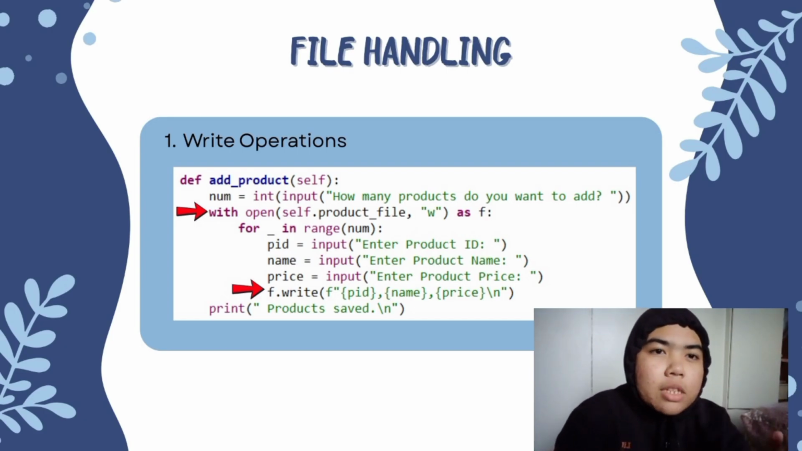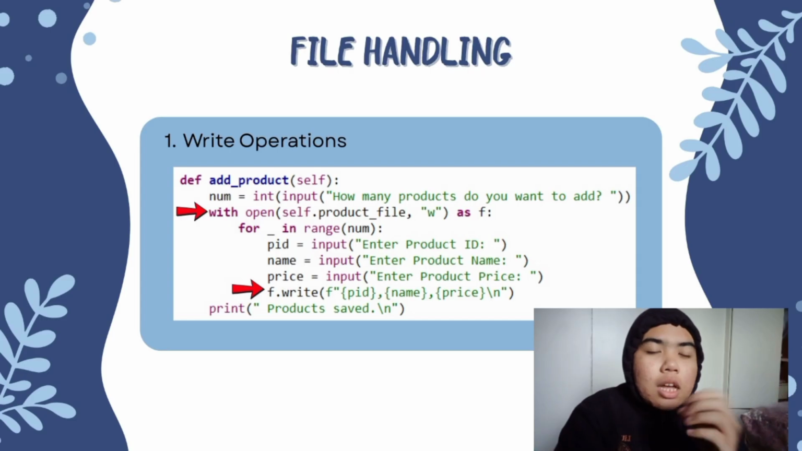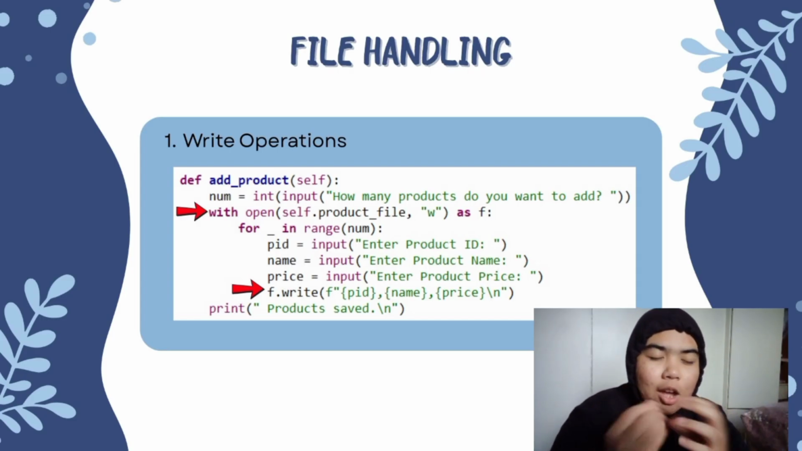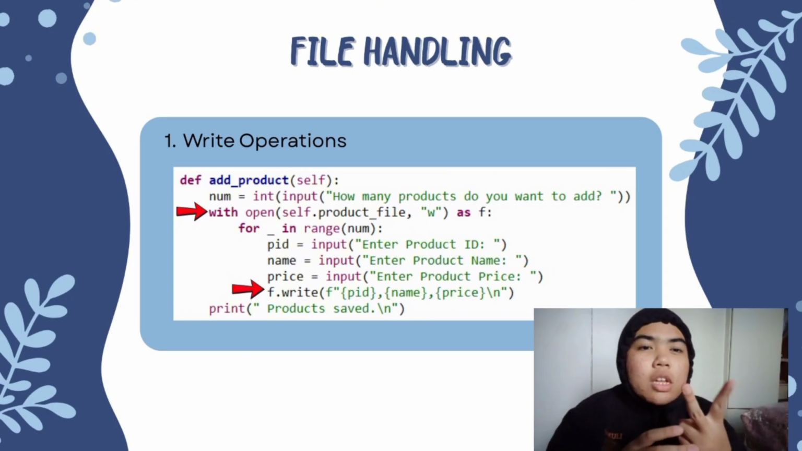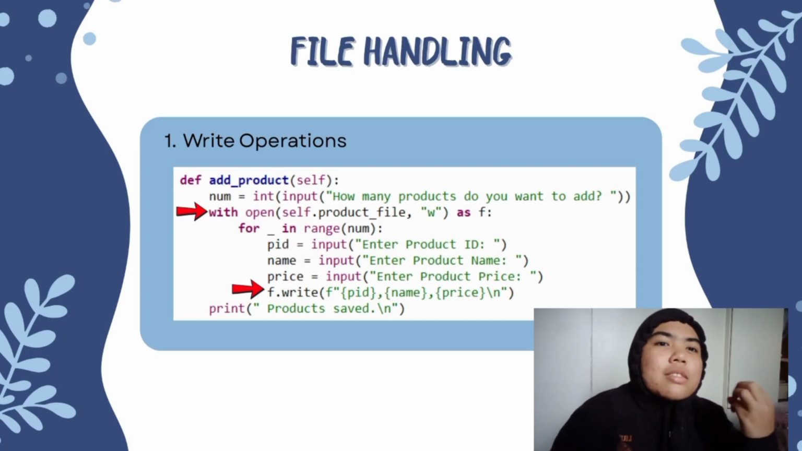For example, in the output, the program will ask how many items you want to input. If you say 2, it will repeat 2 times. If you say 3, it will repeat 3 times.